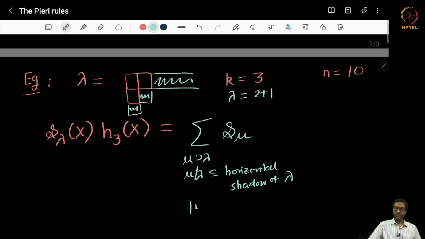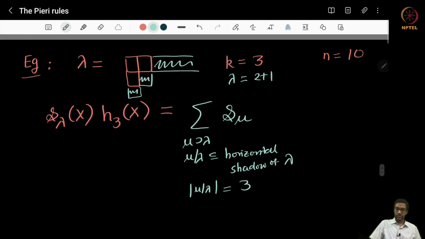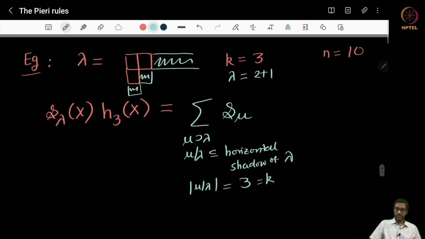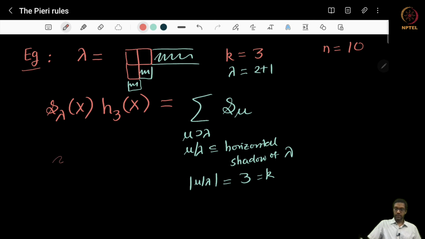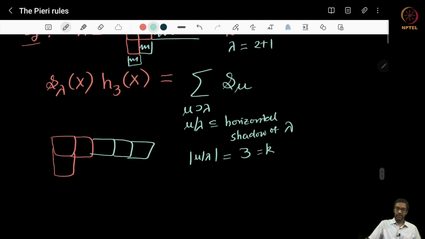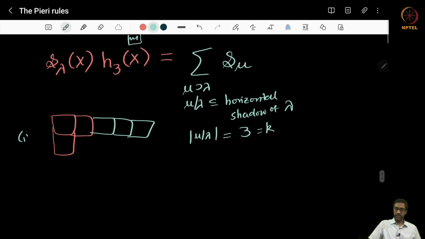So let's see how many ways can we do this. Let's try and attach 3 boxes to the boxes which are already in lambda. Lambda has 1, 2, 3 boxes. Now let's attach 3 more boxes to it such that it's fully in the horizontal shadow. The most obvious way of doing it, I attach all 3 in the same row. So this is one possibility. Let's see what other terms I will get. This summation will have many terms in general. So here's the second term. I attach 2 from here and 1 from here. So this is the second possibility.